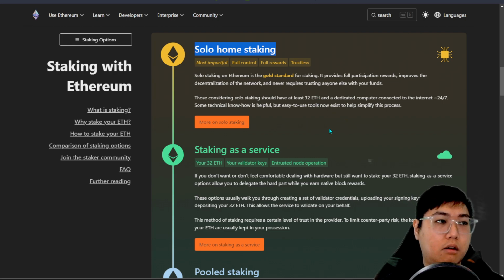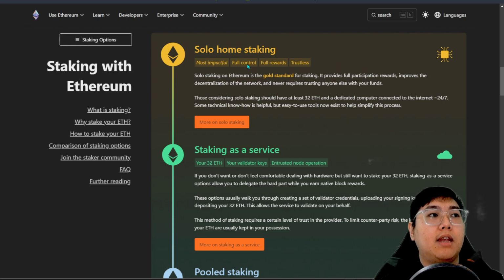And after that, I would say that it is better to just do solo home staking itself, because you are going to get your full rewards, and you have full control of the nodes instead of sending your signature keys to the staking service. And we're going to dive into it. Why do you want to do solo staking?